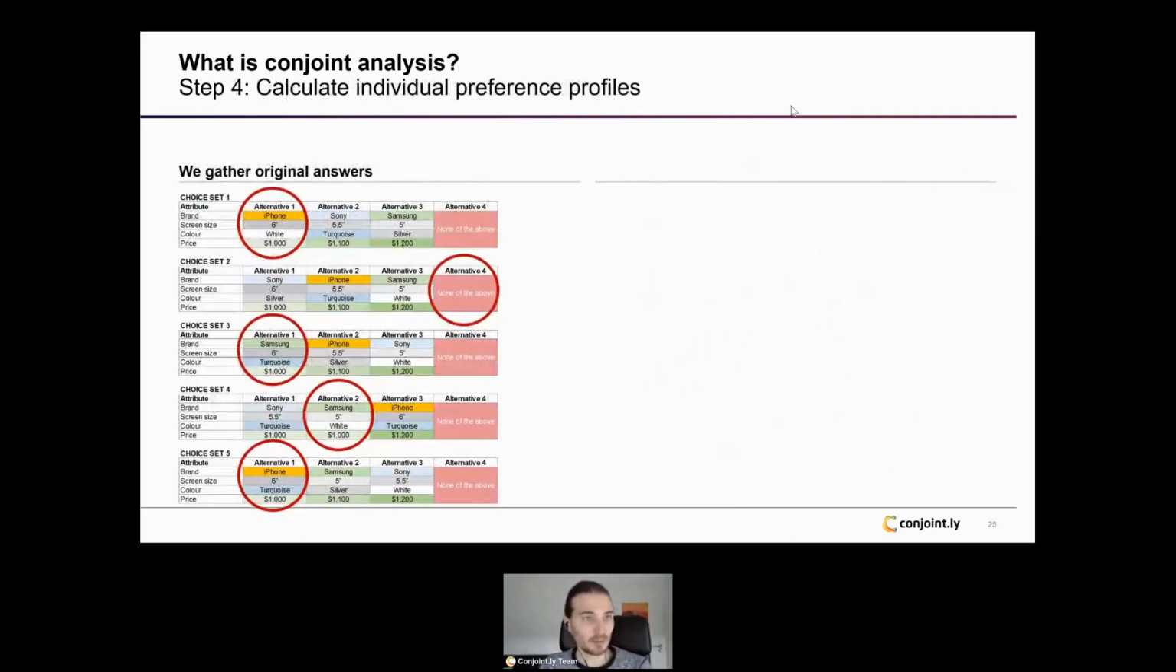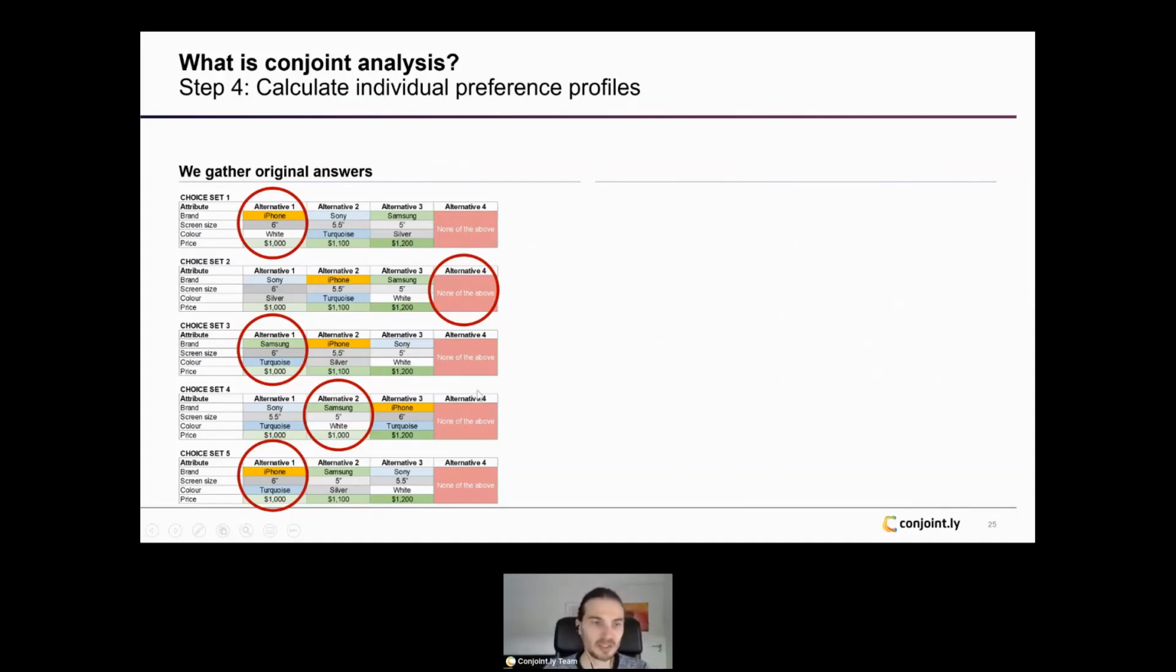So in this case, Bob, his first choice set showed him an iPhone 6 inches in white for $1,000, a Sony 5.5 inches turquoise for $1,100, and a Samsung 5 inches in silver for $1,200, as well as the option to opt out, none of the above. In this case, Bob chose the iPhone. For the second choice set, he chose none of the above. For the third choice set, he chose a Samsung, another Samsung, and then an iPhone.